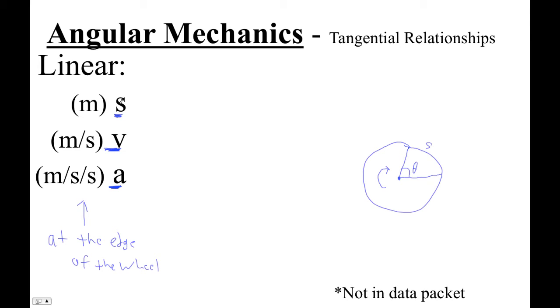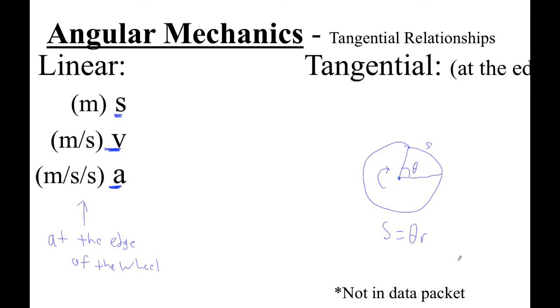Okay, these are linear things, right? Tangential relationships, things that are happening right at the edge. So the distance the wheel rolls through, the speed the wheel is moving, the acceleration of the wheel, the linear acceleration, right? And the relationship is really very simple, and they're all the same. Like for example, if I want to know S, I just know that S is theta r.